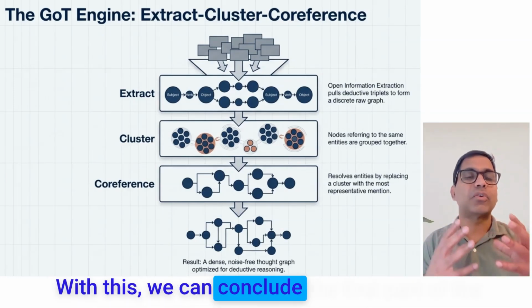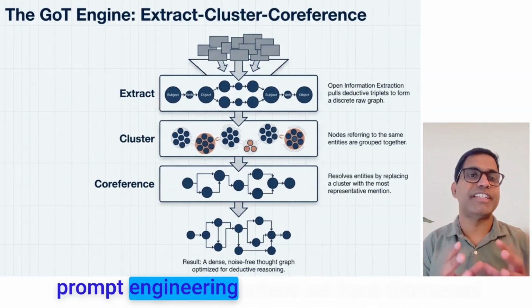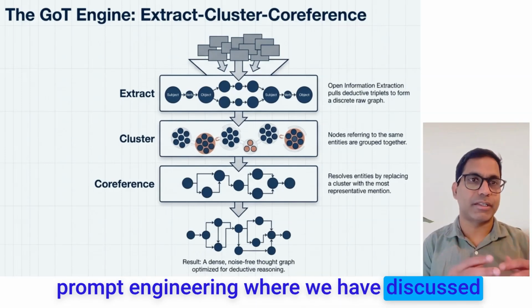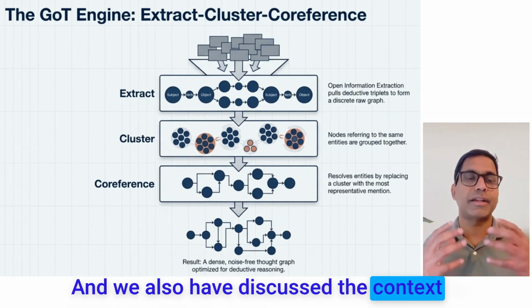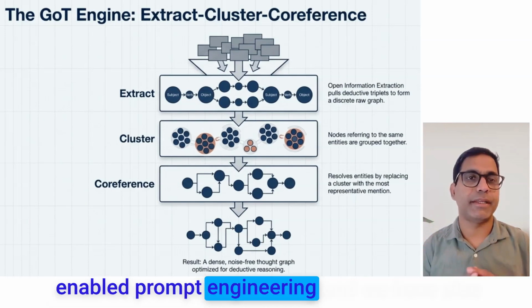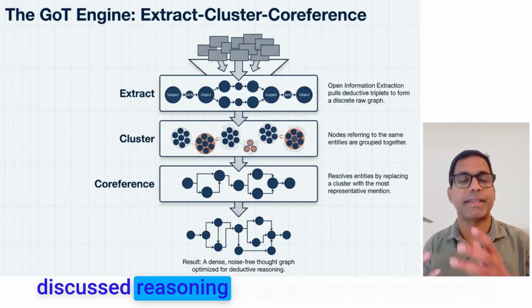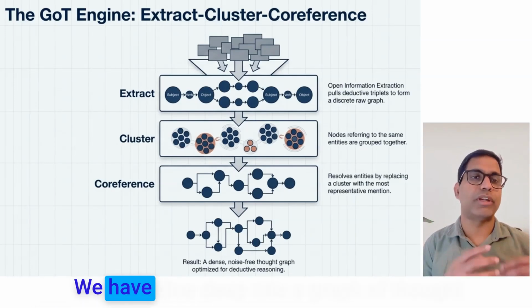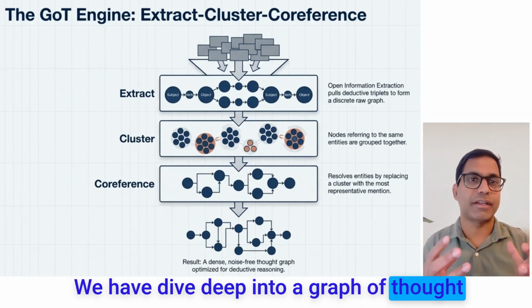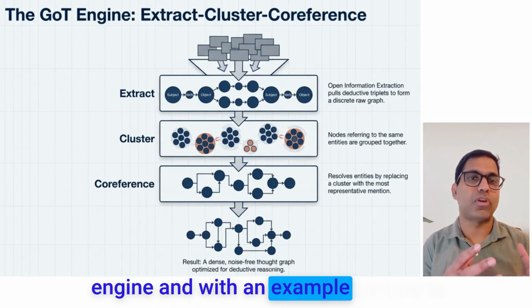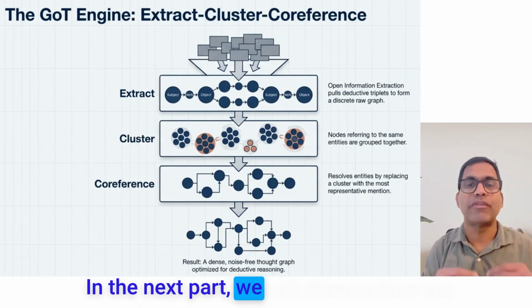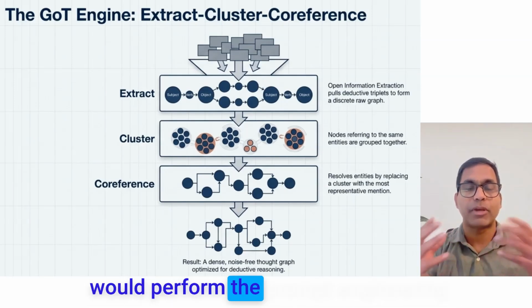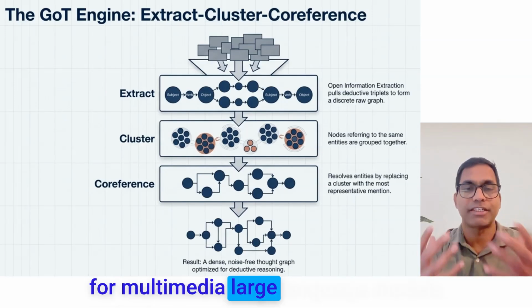With this, we can conclude the first part of the prompt engineering, where we have discussed the five pillars of prompt engineering, and we have also discussed context-enabled prompt engineering and reasoning-enabled prompt engineering. We have dived deep into a graph of thought engine with an example of how to construct it. In the next part, we will discuss how we would perform prompt engineering for multimedia large language models.